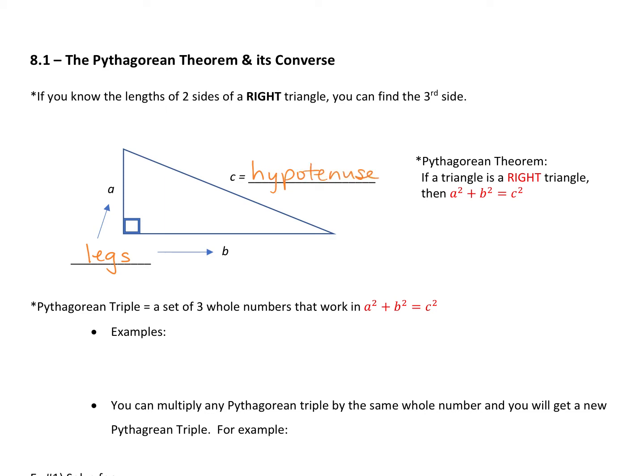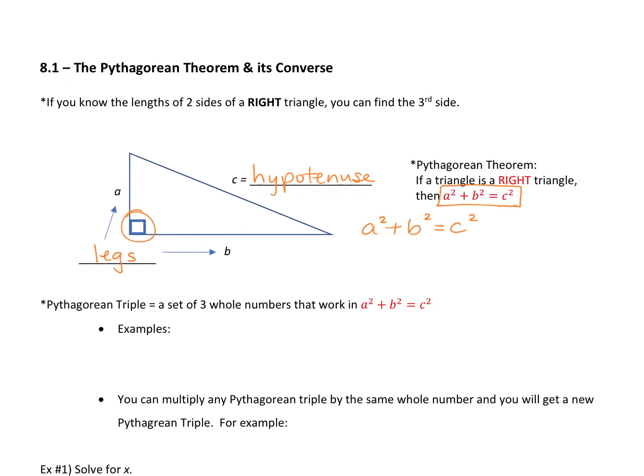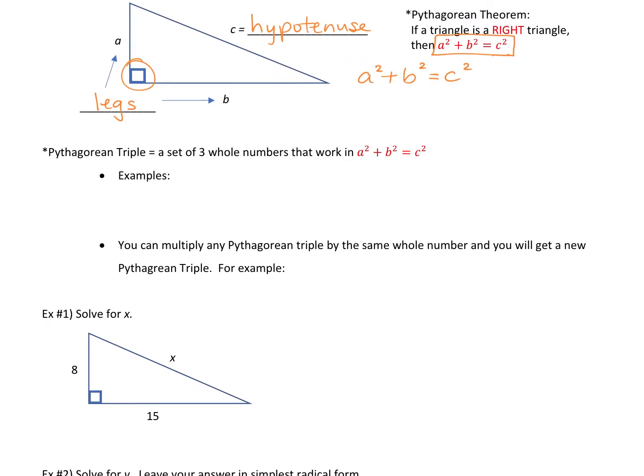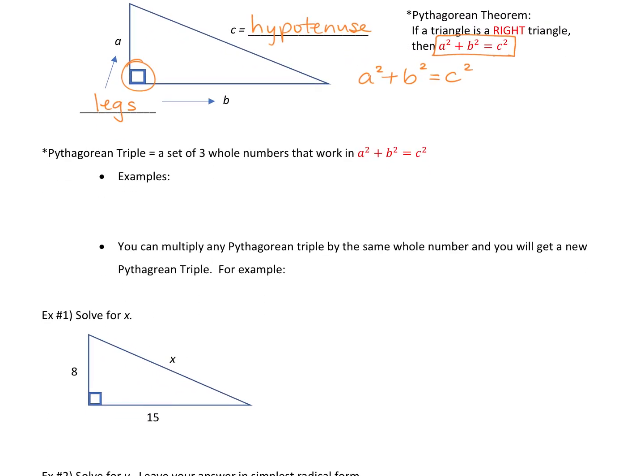So the Pythagorean theorem says this. It says if you take your two legs and square them, A squared and B squared, and add them together, you should get the hypotenuse squared. Okay, now this only works if it's a right triangle. So if this is not there, don't use it. If it's not showing a right angle, don't use the Pythagorean theorem. But most of what we're going to do in this chapter, you'll be using the Pythagorean theorem.